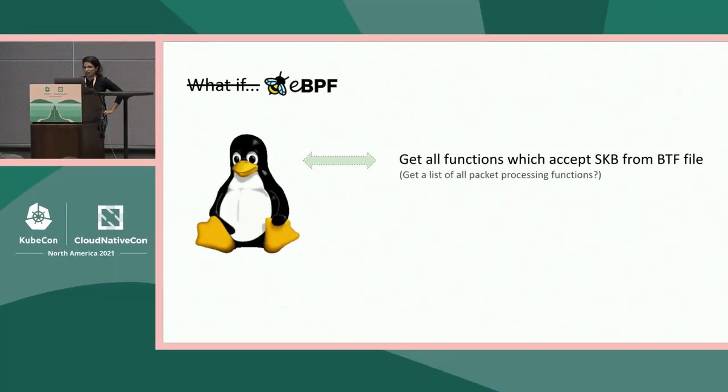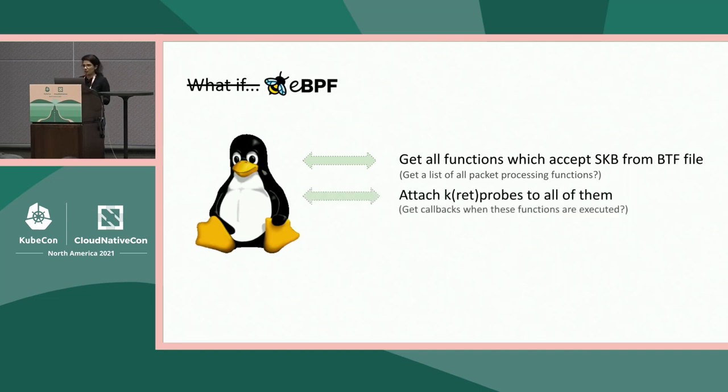So we mentioned that we wanted a reliable way to get the list of all the network packet processing functions in the kernel. And we can easily get that information from the BTF file. Next, we can attach kprobes to all of them. Just as kprobes allow you to execute a BPF function when a function is executed, kretprobes allow your BPF programs to be executed when the function where the kretprobe is attached returns. And more importantly, we can easily filter callbacks with the help of BPF maps.